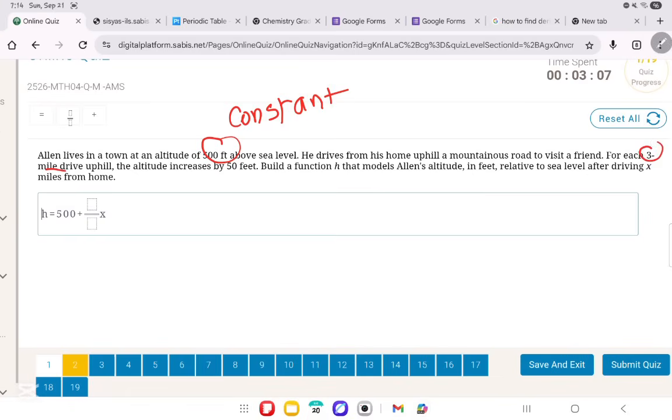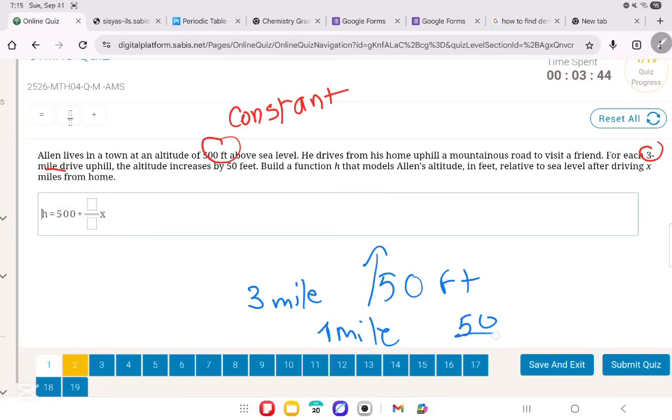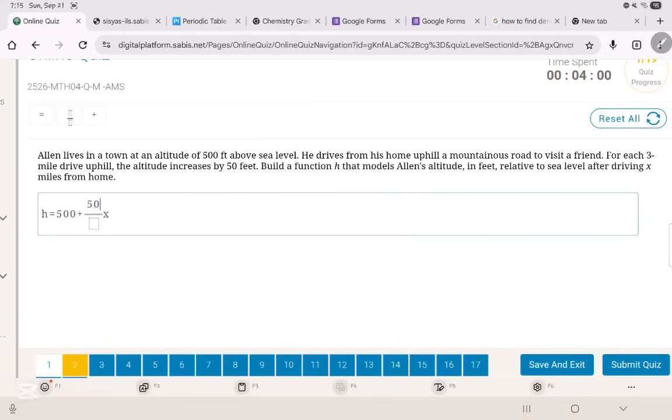For each 3 miles uphill, so every 3 miles he's traveling uphill, the altitude increases by how much? It increases by 50 feet. So we can say that for every 3 miles, there is an increase of 50 feet. So every 1 mile, there's an increase of what? There's an increase of 50 over 3 feet. So very simply, we can say that every x miles is 50 over 3 times x feet.